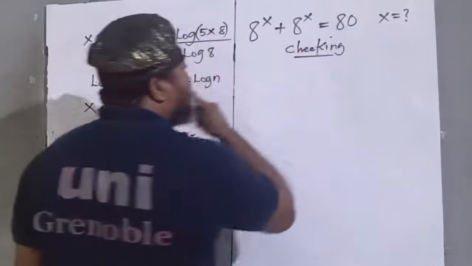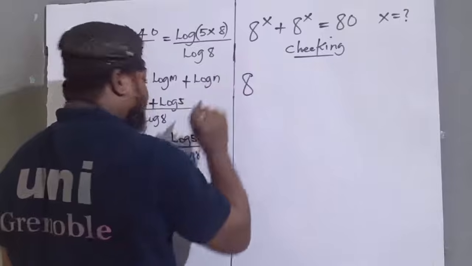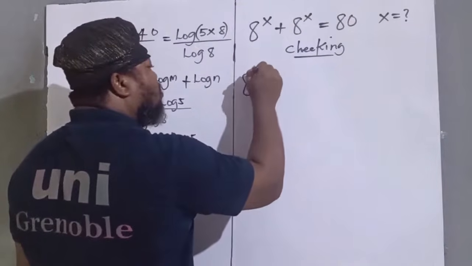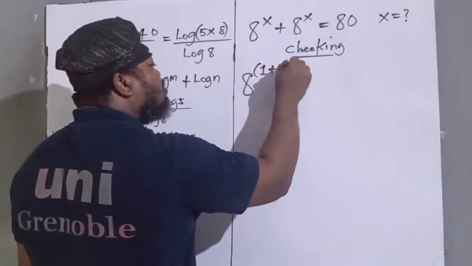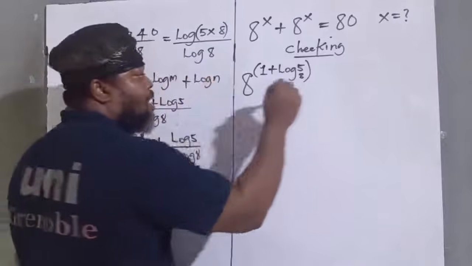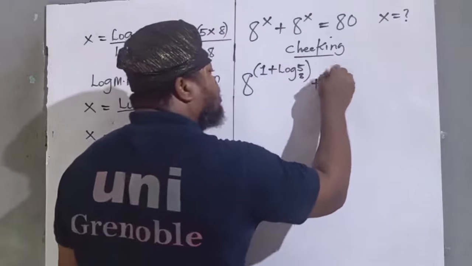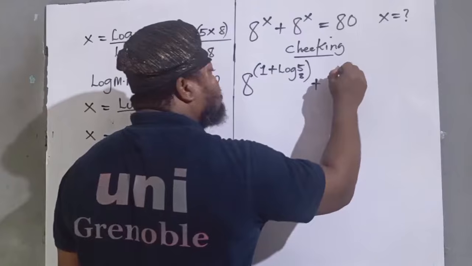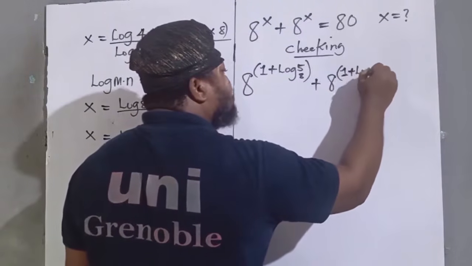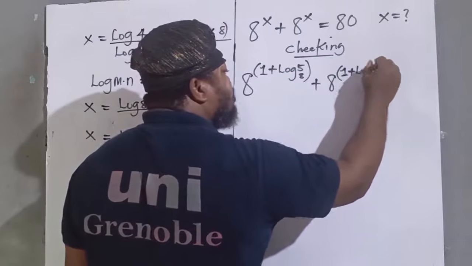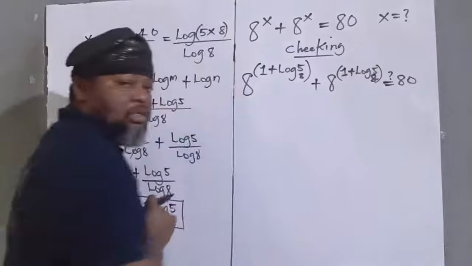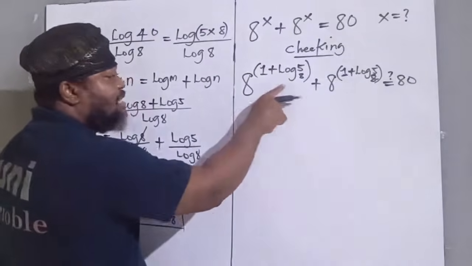We have a to the power of x, and this is x. So we have it as a to the power of, in brackets, 1 plus log 5 to base 8, close the brackets, plus a to the power of, bracket, 1 plus log 5 to base 8, close the bracket, is equal to 80. So let's see if it actually equals 80. This is the initial form.